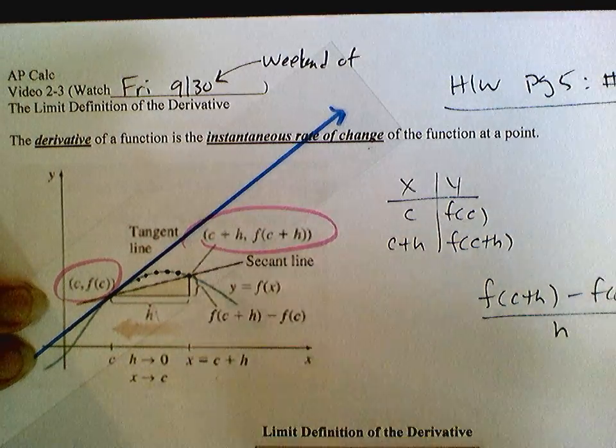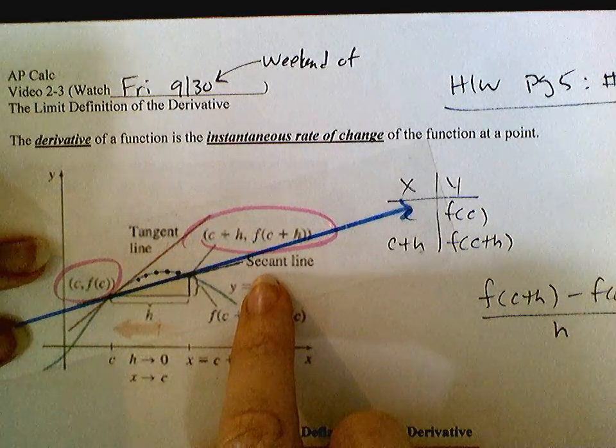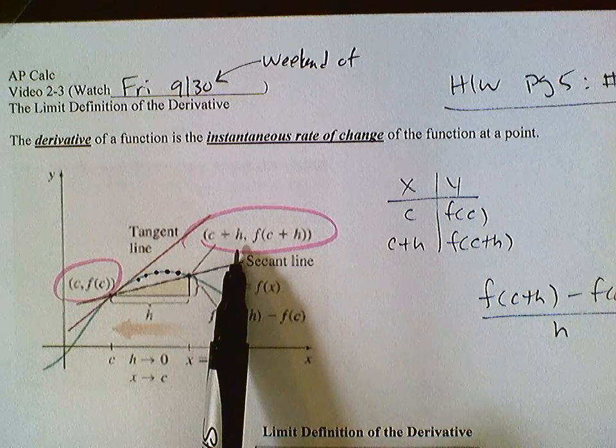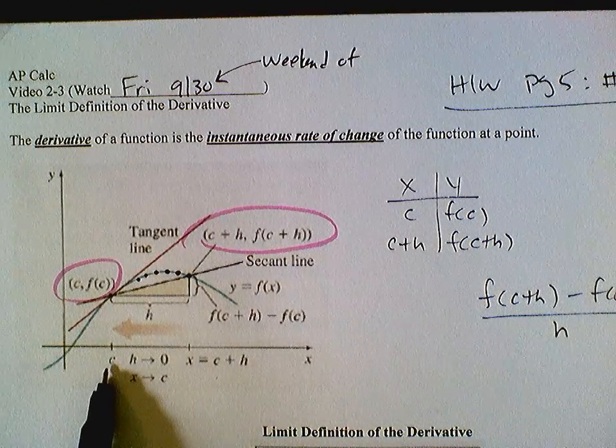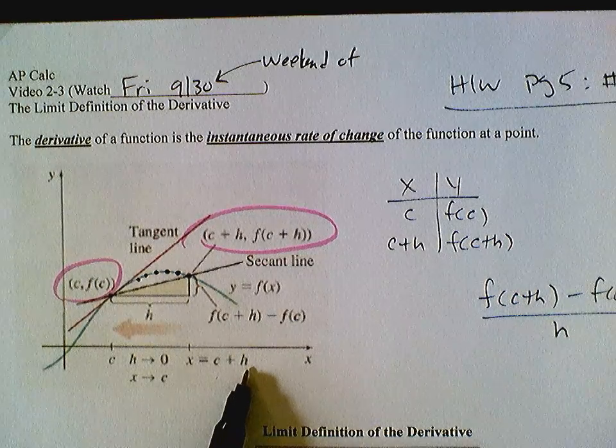And the slope of the tangent line is what I'm interested in. That is the instantaneous rate of change. Well, now think about this, guys. Remember, this h is the distance between this x value c and this x value c plus h. H is the difference between them.